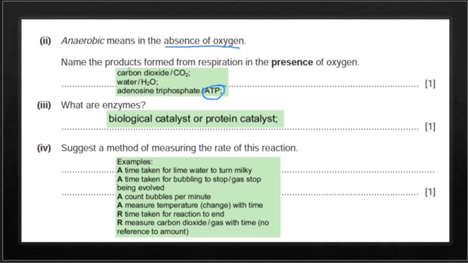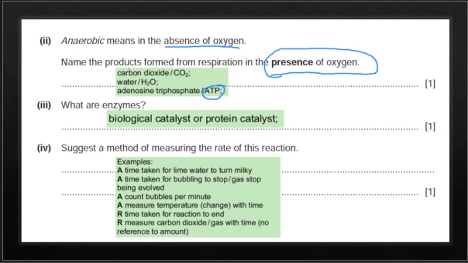So how do we get photosynthesis? Carbon dioxide plus water in the presence of light and chlorophyll would give us glucose. The reverse is happening when we respire. In respiration, the glucose is being broken down to carbon dioxide and water, and energy is being given off. So it's the reverse of photosynthesis. If oxygen is present, the reverse process will take place.